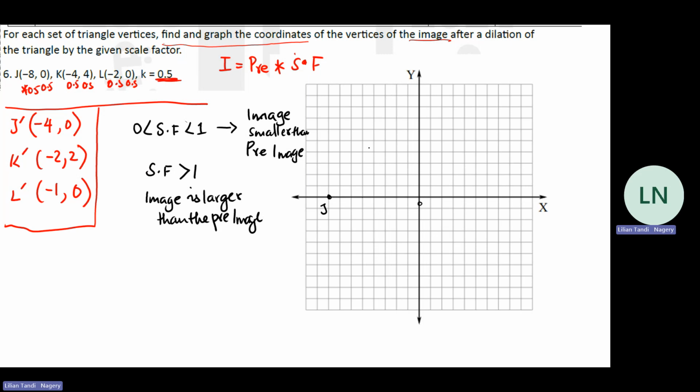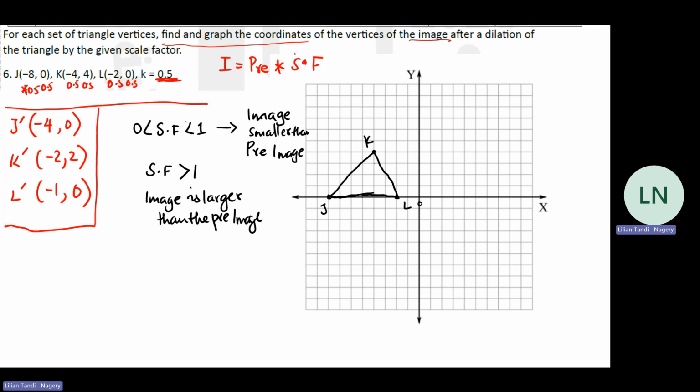Okay. Then negative 4, 4. 1, 2, 3, 4, 1, 2, 3, 4. I put a dot there and put K. L is negative 2, 0, which will be here. That is L. With your marker, join.